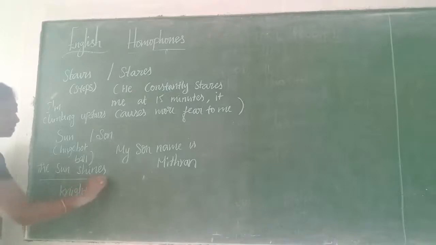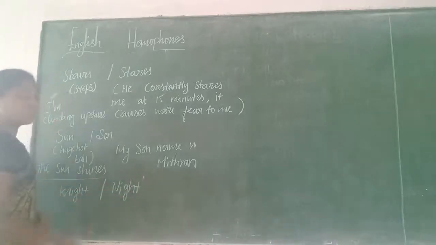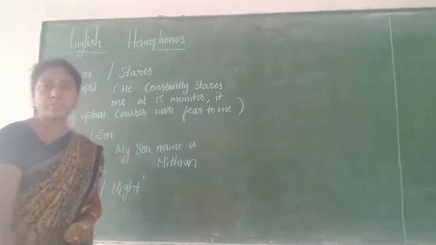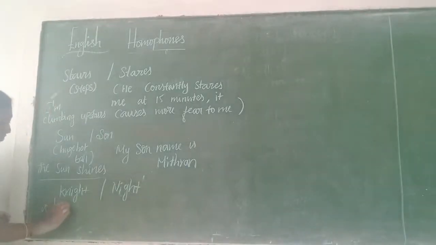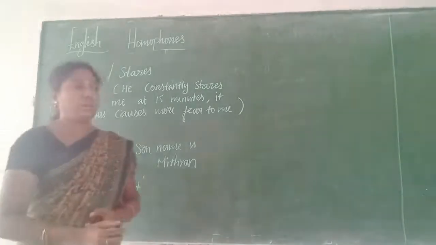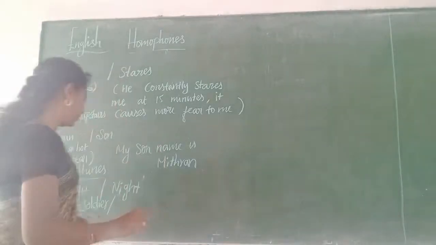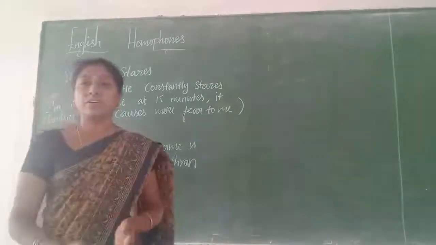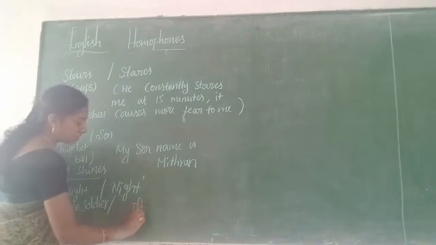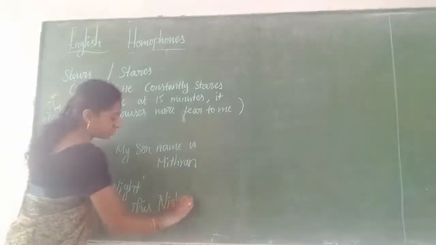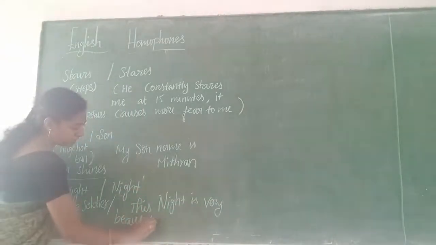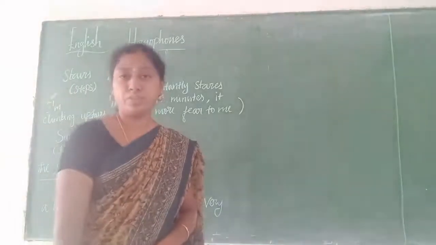Knight and night. What is the meaning of knight and night? Knight means a brave soldier. He couldn't fear anything. So the next one, night. This night is very beautiful to me. It is a wonderful night. So this is the meaning of this word.